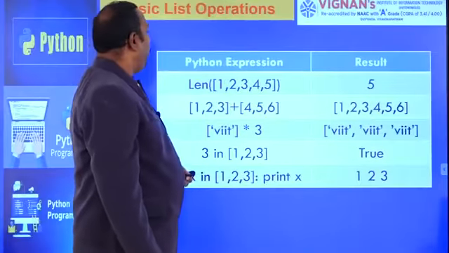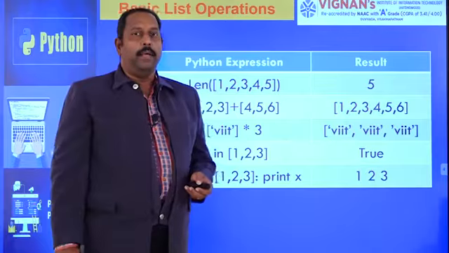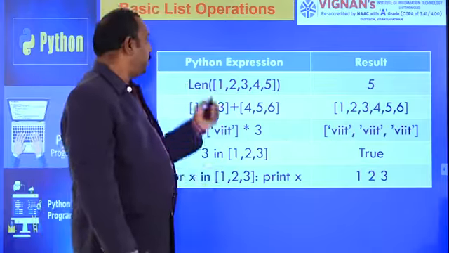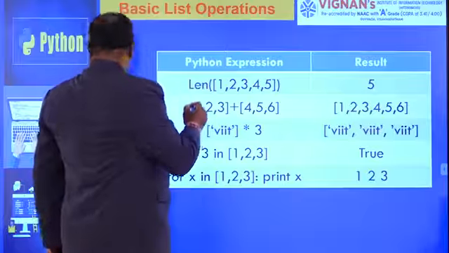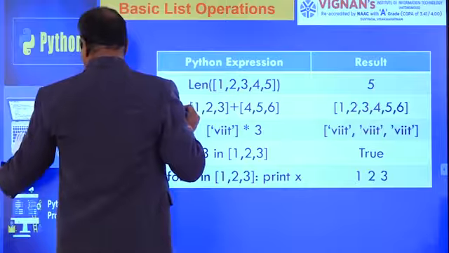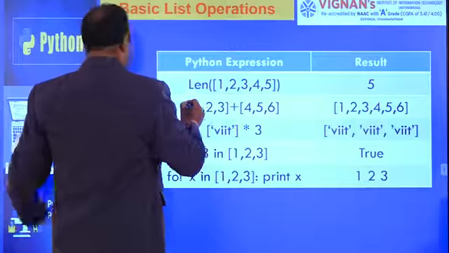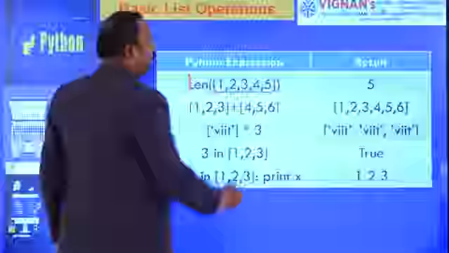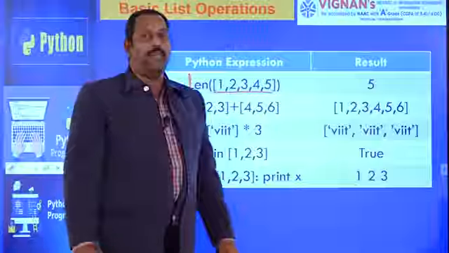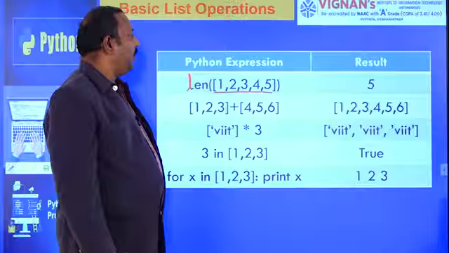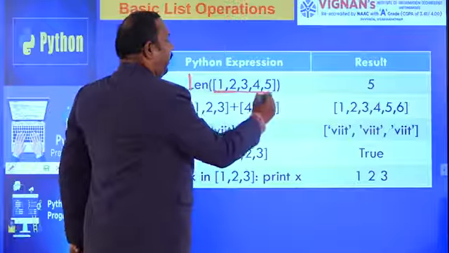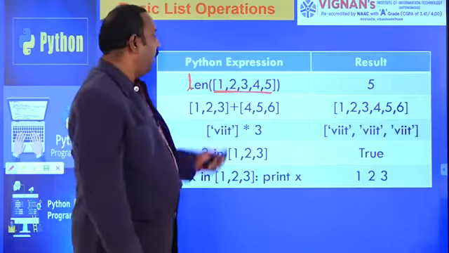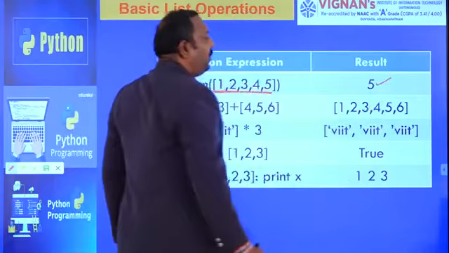And next one is the basic list operations. What are the operations we can do with the list data structure? The first one is length. Here you see we always have to use small case letters: len of brackets. We have given the list with the elements 1, 2, 3, 4, 5. It is going to find the length of the list. Length is nothing but how many elements exist in the list. There are 5 elements, so the output is 5.